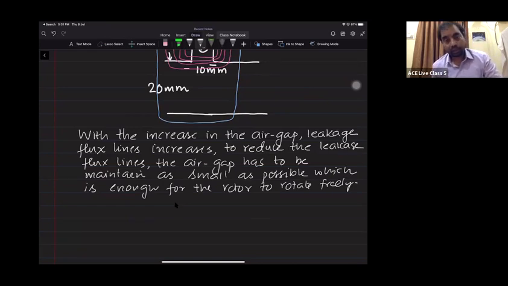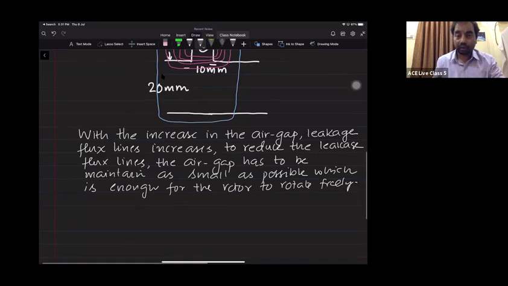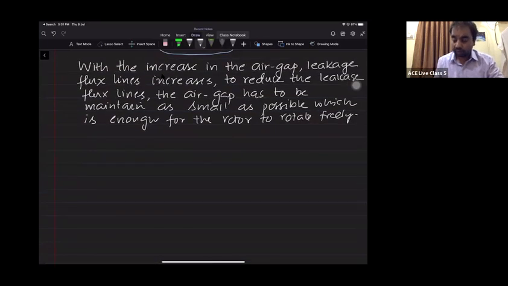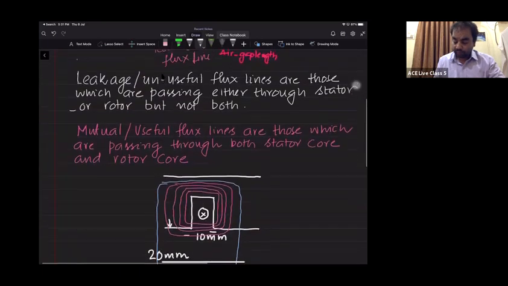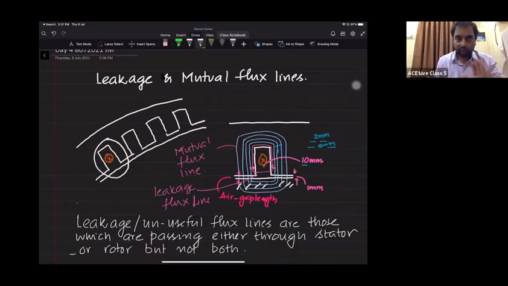Now, one more thing. Not only the air gap, even the construction of the slot will also change the leakages, right? What do you mean by it? So you can see this is a completely open slot. See, one more thing, let me remind you, I'm not discussing advantages and disadvantages as of now. I'm just trying to explain what are leakage flux lines and what are mutual flux lines. Once these concepts are over, then we'll take up the advantages and disadvantages.